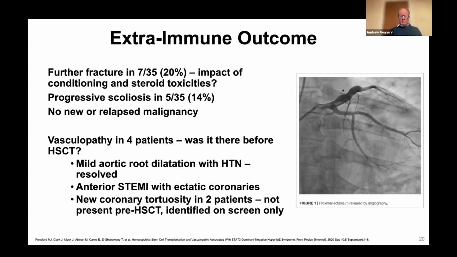And I think that's probably one of the most important questions going forward. Might stem cell transplantation affect the vasculopathy? Because I think if that is the case, that would argue that many more patients should be considered for it.